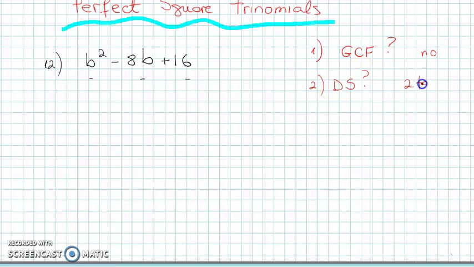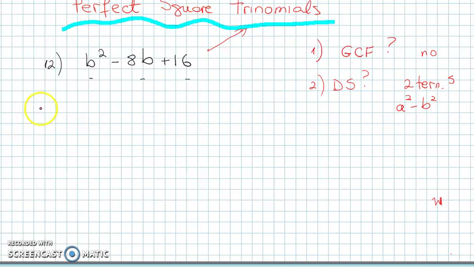What about the difference of squares? Are there two terms? Something squared minus something other squared? When you look at the terms, no, it doesn't fit. So I have three. That's why I'm calling them trinomials. Now, why do I call them perfect square? You will see in a second.